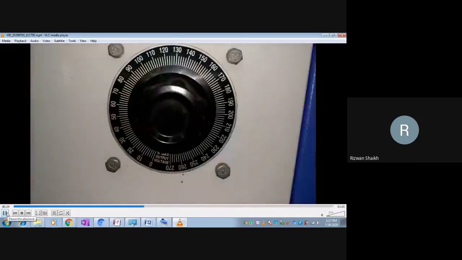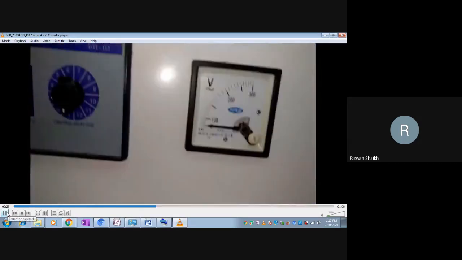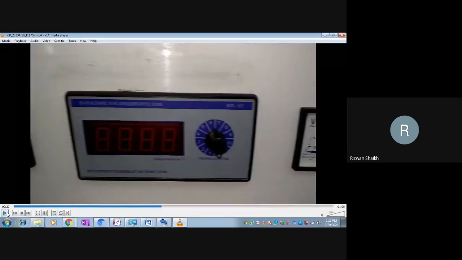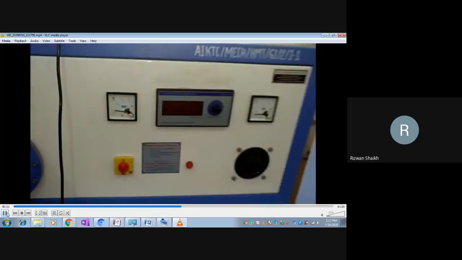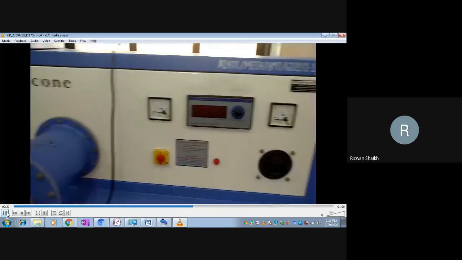Now this thermostat we can set to less than 100 watt. So we can set the power up to 60 watt, 80 watt. The ammeter and voltmeter will help you in setting the heat to the heater.